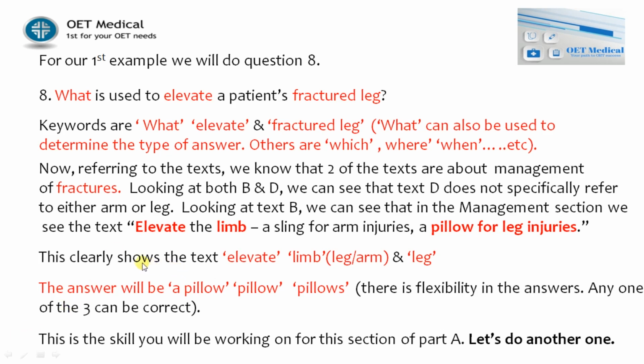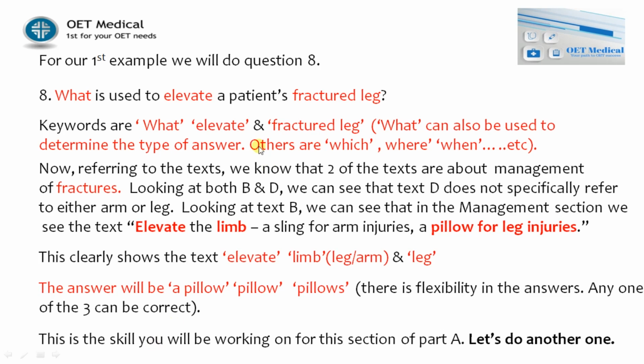So the text shows elevate, limb and leg. So the answer will be a pillow, pillow or pillows. Now there's flexibility in these answers, so someone will actually be marking these because you've got different choices. If it's multiple choice, then it will just be marked automatically because there will only be one choice. But here, where you've got different word possibilities, they give you more flexibility, because if you say pillow and the answer is a pillow, it would be unfair to be marked wrong, so they give you flexibility.